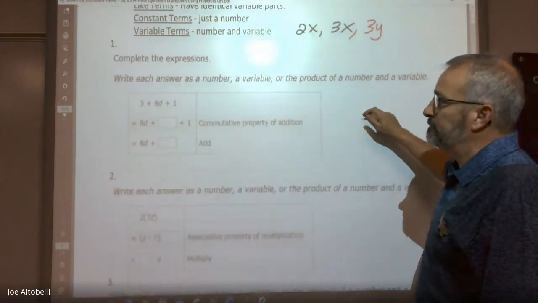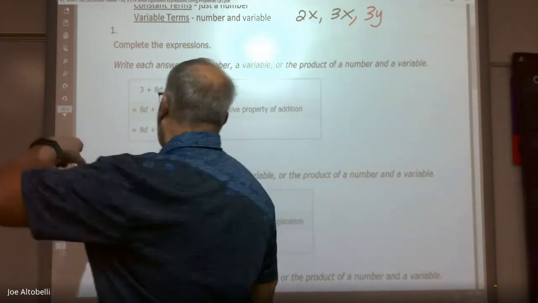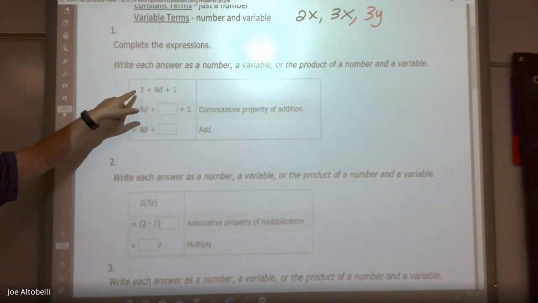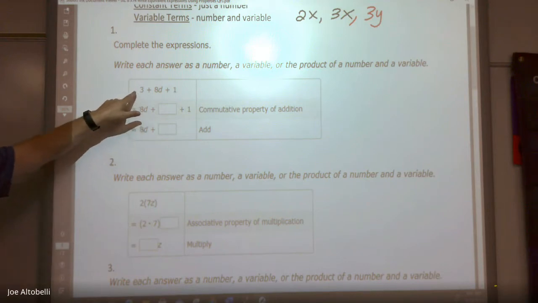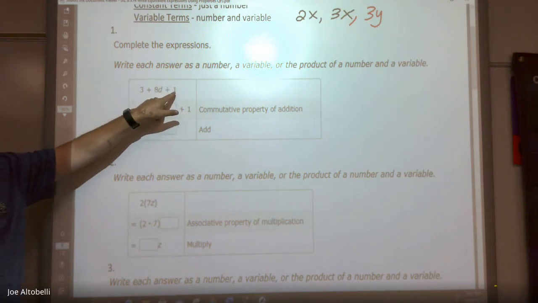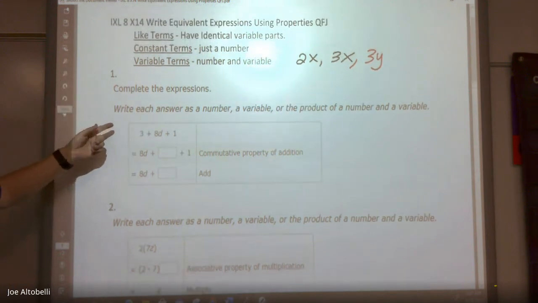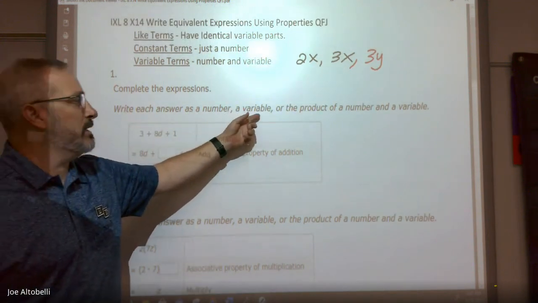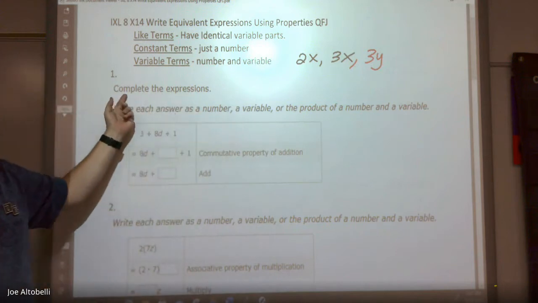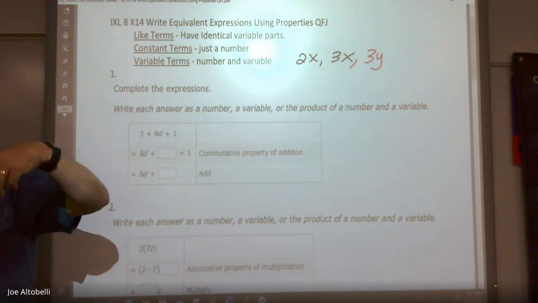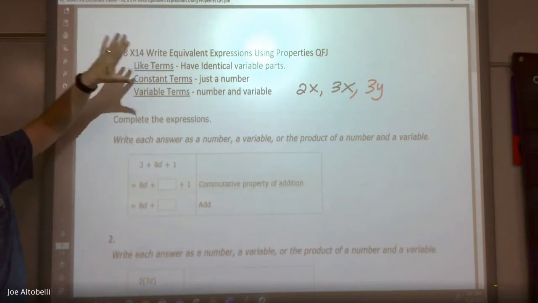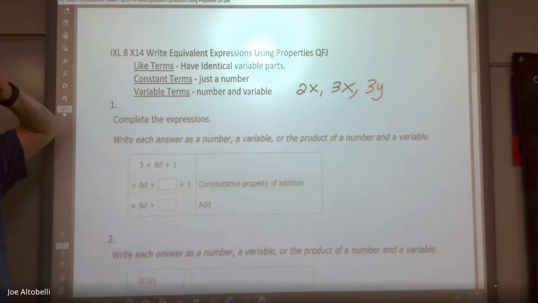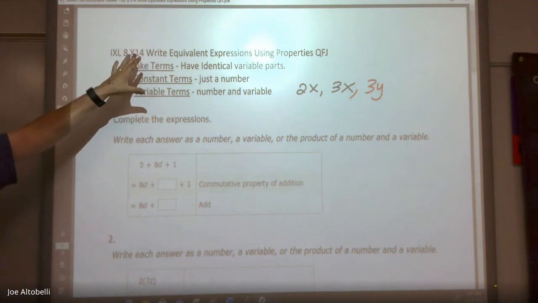All right, so what we have, and maybe you can write over it, I don't know how faint it is for you, is 3 plus 8d plus 1. What we want to do is write each answer as a number, variable, or product of numbers and variables, but we're going to complete the expressions. We're going to simplify it by combining like terms. Okay, that's what we're doing.